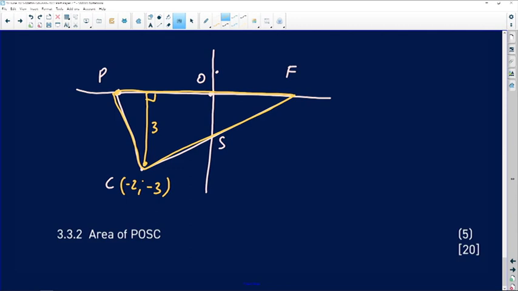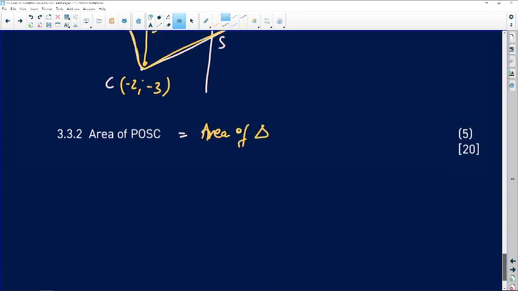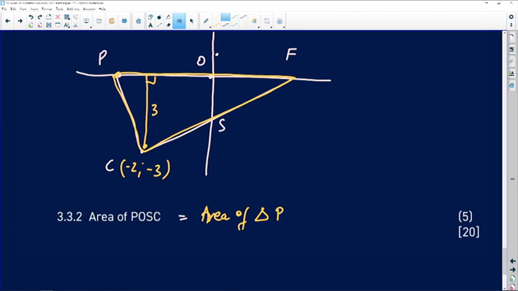Now I'm interested in the base of the triangle, because I think we all know that the area of a triangle is half base times height. So let's quickly set up that equation. The area that we're looking for is going to be equal to the area of the yellow triangle, the area of the bigger triangle, which is actually triangle PFC. We want to subtract something. What are we subtracting? We are minusing the green triangle. We're going to minus the area of triangle OFS, which is this little one here. If you subtract that, we'll be left with what we are interested in.